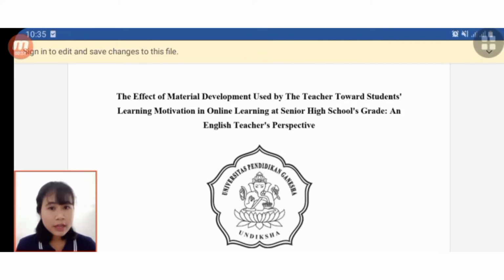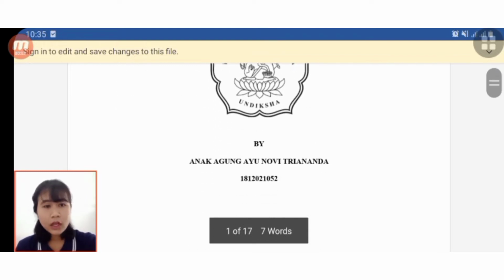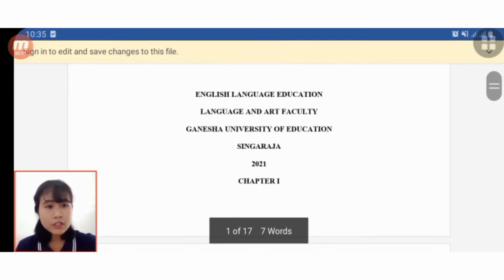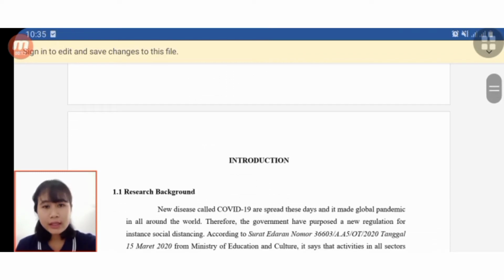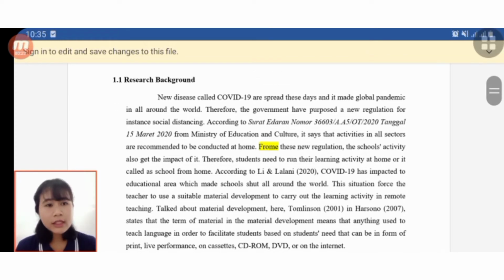Now I will start my review on her research background first. I already read her research background and I think it already covers the important parts that should appear in a research background, such as the question of why she chose this topic and what is important about this topic. But here I found a mistype: "from" should be "from".